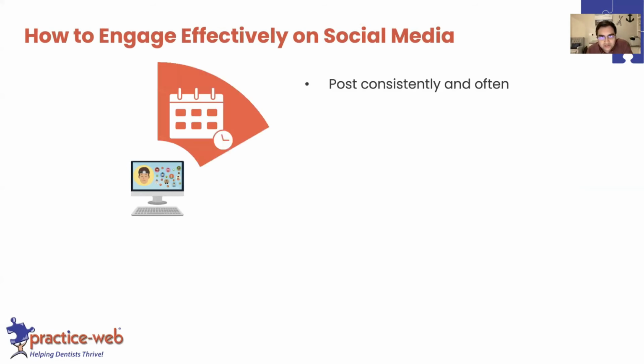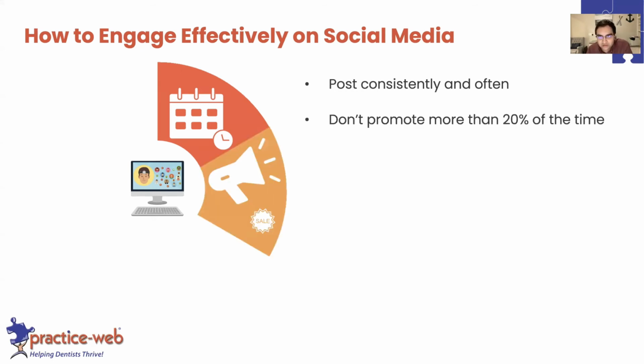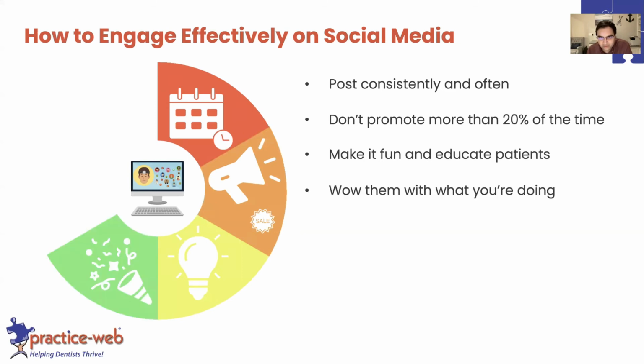So what are some general tips on what to do with social media? Post consistently and often. For you, it could be once a week, once a day, once every 2 weeks, but whatever you do, be consistent and do it often. Don't do it once every 6 months, because then you're not going to get that traction. Like I just said, don't promote more than 20% of the time. Don't put out sales and specials too often, because that can really reduce your engagement, and people will get annoyed by that, because social media is not really intended for that purpose. Make it fun and educate patients. They'll get really excited about your practice through that.